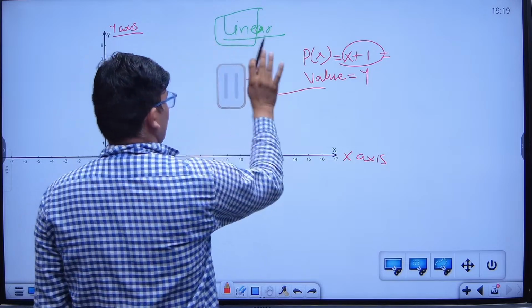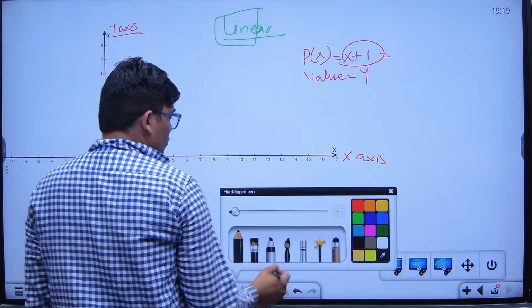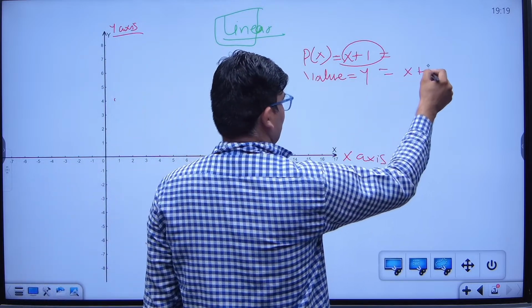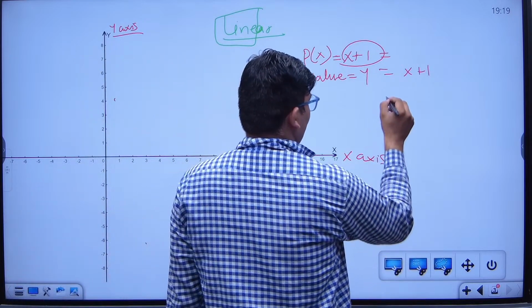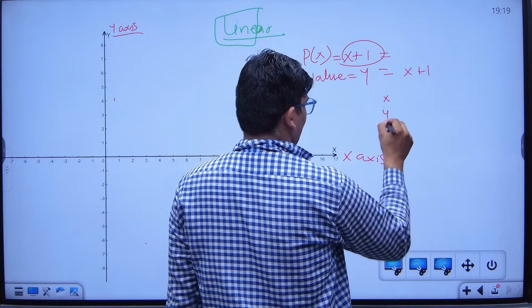So what we will do, we will show the corresponding points. So y is equal to x plus 1. So we will make the graph. How will we make the graph? We will write x, we will write y.